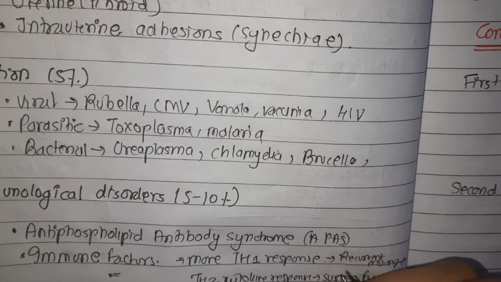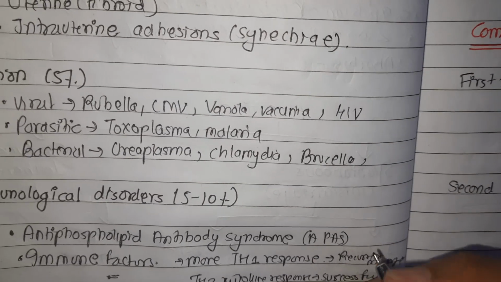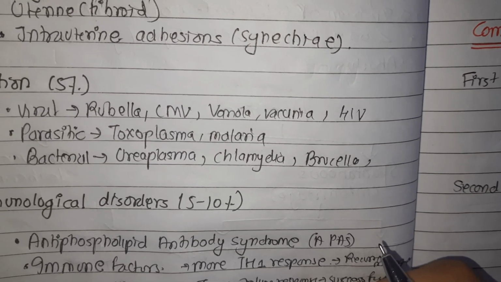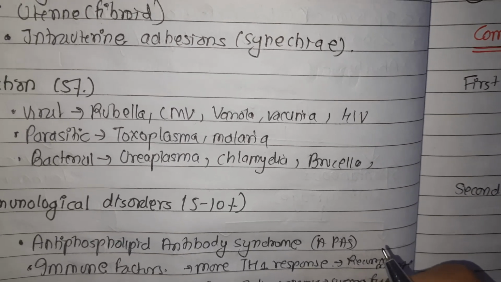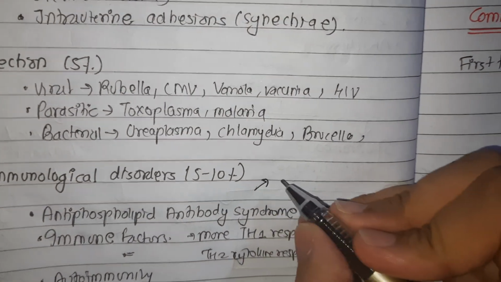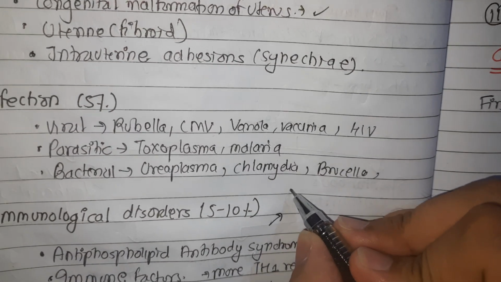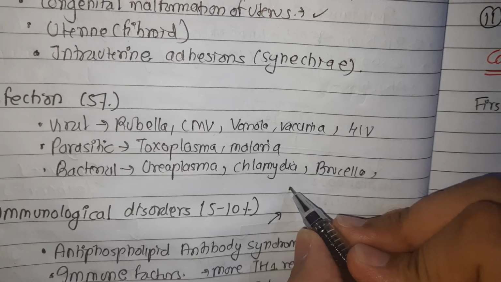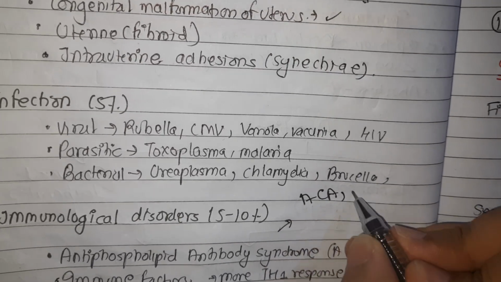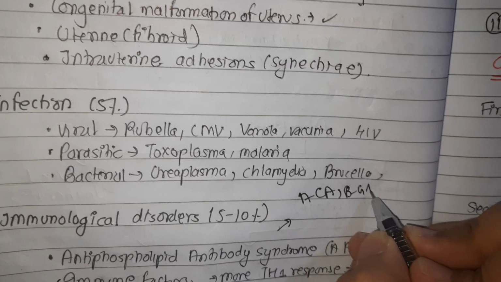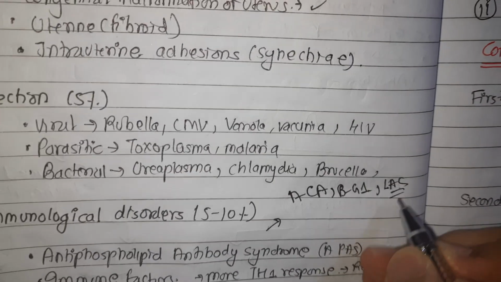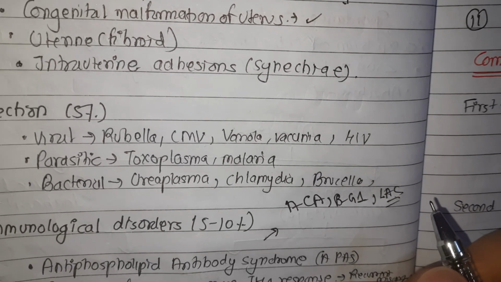These antiphospholipid antibodies are lupus anticoagulant, anticardiolipin antibodies, and beta 2 glycoprotein 1 antibodies. So what are APAs? Firstly, we have the anticardiolipin antibodies, beta 2 glycoprotein 1, and also the lupus anticoagulant. These are three antiphospholipid antibodies.